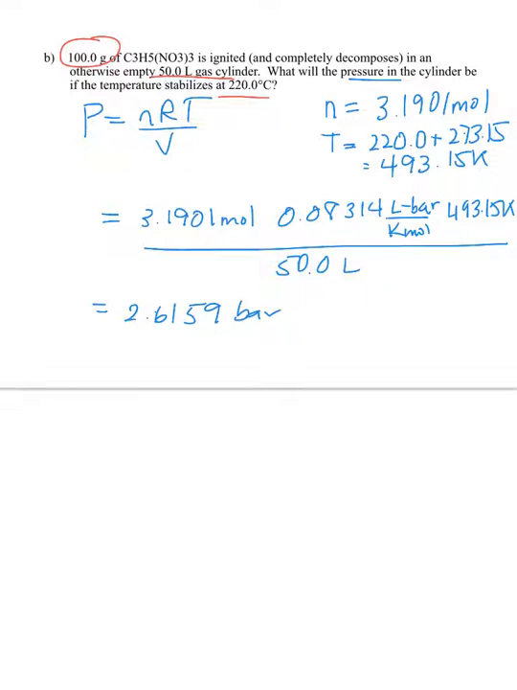Well, based on the previous slide, I should have 4 in my number of moles. I should have 4 in my temperature, but I only have 3 in my volume. So this should be answered as 2.62 bar, and that's the total pressure in this container.